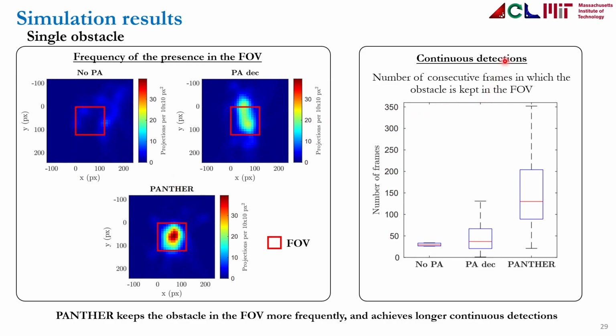And then we look at the number of continuous detections that we are able to achieve. In other words, the number of consecutive frames in which the obstacle is kept in the field of view. As you can see, PANTHER, which is this box plot over here, is able to achieve longer continuous detections compared to these other approaches.